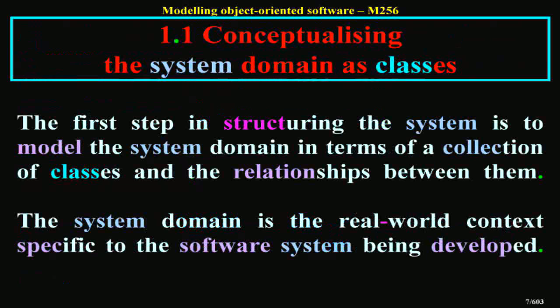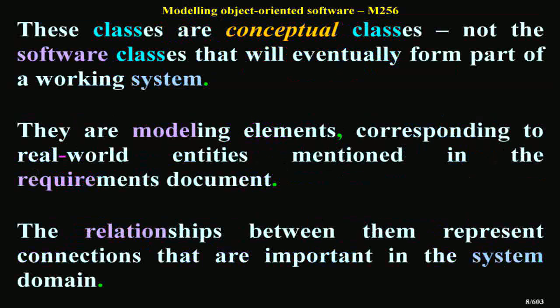1. Conceptualizing the system domain as classes. The first step in structuring the system is to model the system domain in terms of a collection of classes and the relationships between them. The system domain is the real-world context specific to the software system being developed. These classes are conceptual classes, not the software classes that will eventually form part of a working system. They are modeling elements corresponding to real-world entities mentioned in the requirements document. The relationships between them represent connections that are important in the system domain.